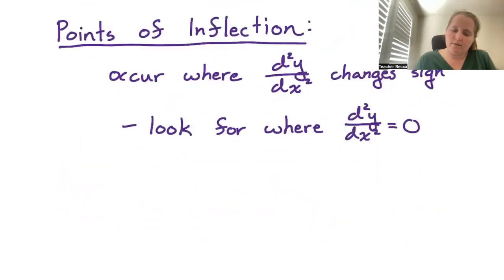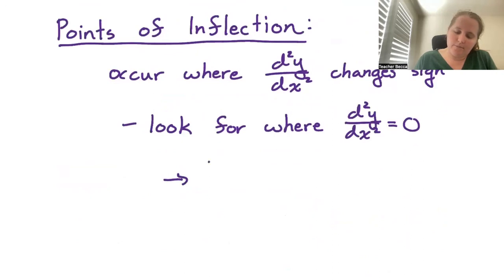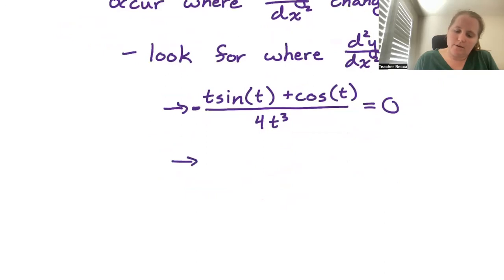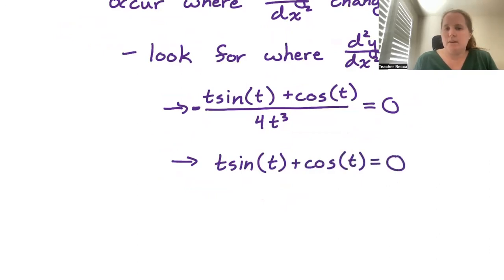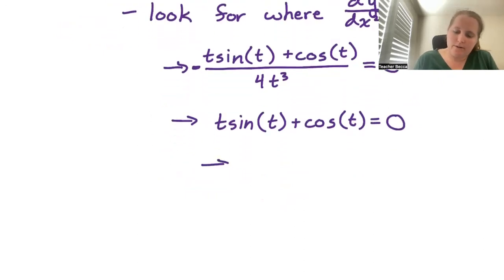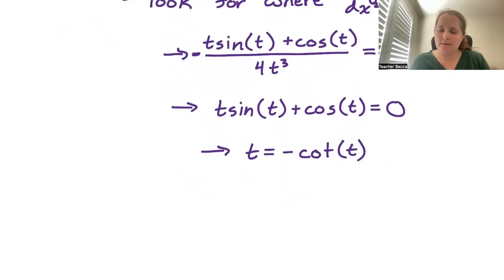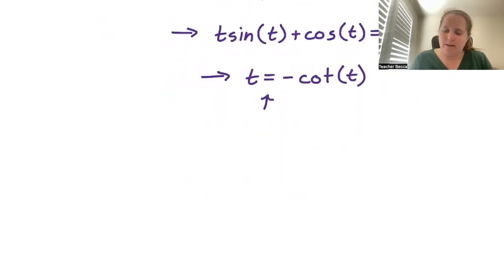So essentially for this, we are looking for negative t sine of t plus cosine of t, all over 4t cubed. Is that equal to 0? So this is equivalent to looking for where t sine of t plus cosine of t is equal to 0. This is technically equivalent to t equaling negative cotangent of t. That's not an easy equation to solve. So we'll just use decimals to find these.